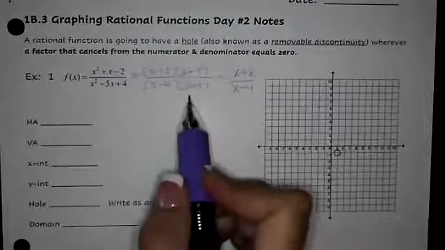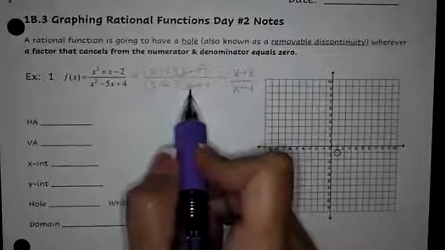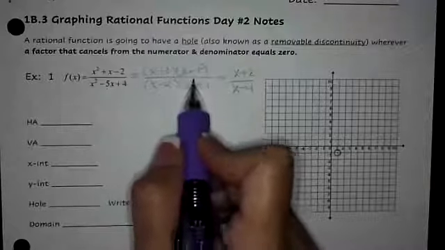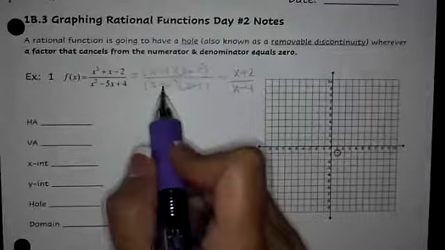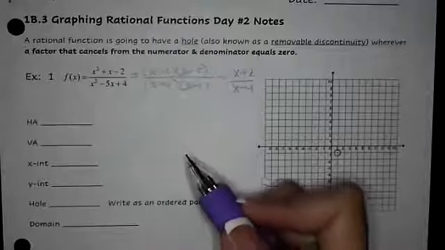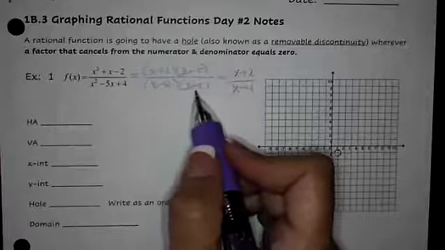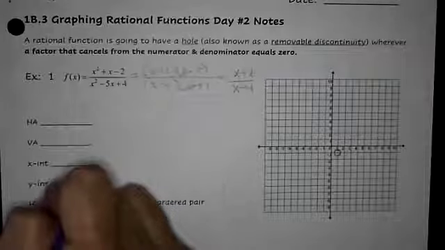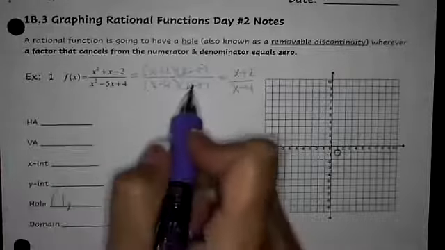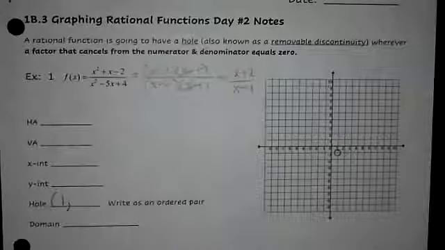Now, when this canceled out, it could still cause it to be undefined since it's still in the denominator. 1 minus 1 would make this 0, and 0 times anything would get 0 in the denominator. That's where a removable discontinuity happens. When something cancels and can still cause it to be undefined, we get a hole. So the x value of the hole is 1, because 1 minus 1 makes that 0. So whatever canceled out, you set equal to 0, and that will give you the x value.